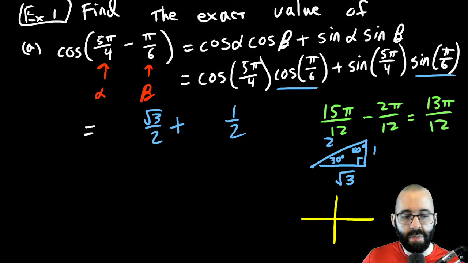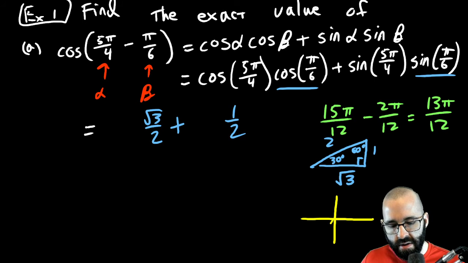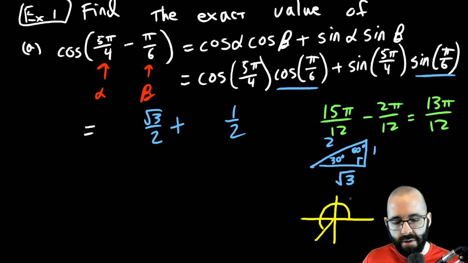4 pi over 4 is just pi. Pi is here. So we're a little bit more than pi. Specifically, we're pi over 4 more. Pi over 4 is 45 degrees. So we go pi plus another pi over 4.